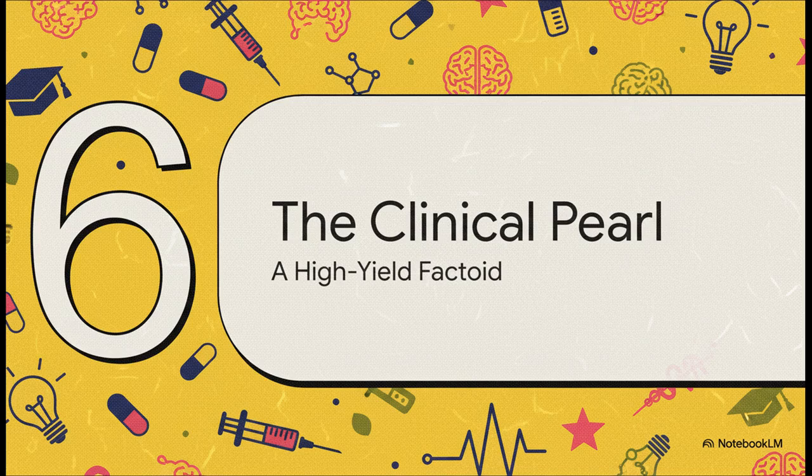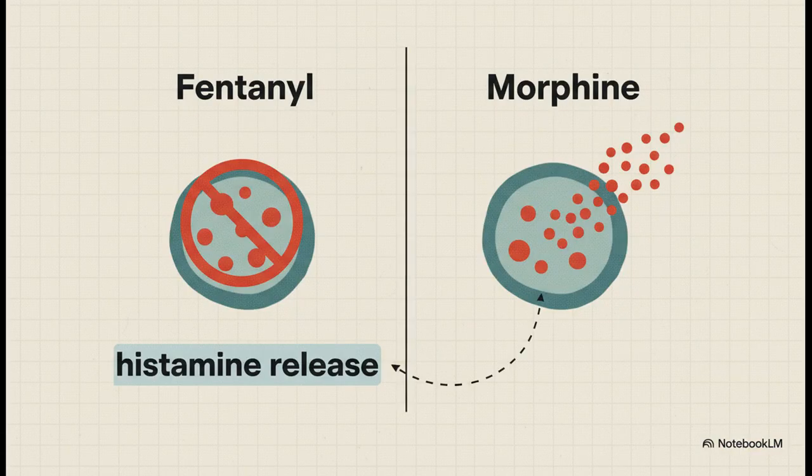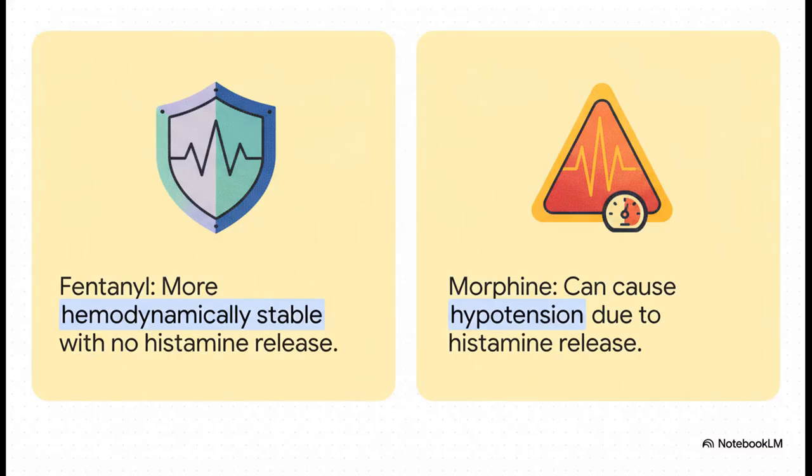All right, let's wrap this up with my favorite part, the clinical pearl. This is that little nugget of high-yield info that's perfect for your exams or for when you want to look extra sharp on rounds with your attending. So here it is. This is a huge difference between fentanyl and morphine. Morphine can cause the body to release a bunch of histamine. That histamine makes blood vessels dilate, and what happens when blood vessels dilate? Blood pressure drops. Fentanyl doesn't do that. And that difference is a really big deal in practice.